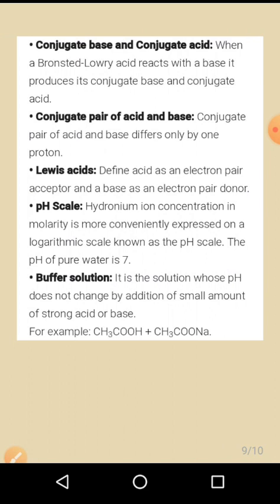Next comes conjugate base and conjugate acid concept. When a Bronsted-Lowry acid reacts with a base, it produces its conjugate base. When acid and base react together, they produce conjugate base and conjugate acid. Conjugate pair of acid and a base differ only by one proton. So there is an acid, it takes a proton and becomes a conjugate base; there is a base, it gives a proton and gets converted to a conjugate acid.